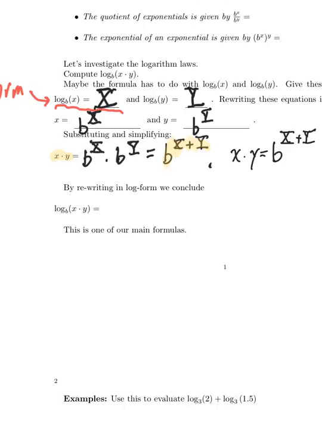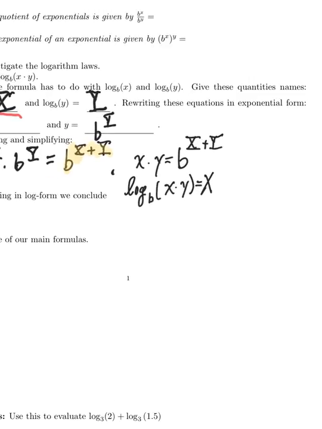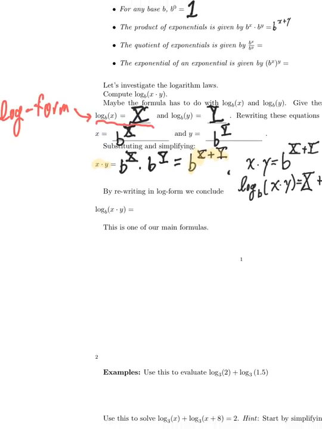I can rewrite this in log form. B is the base, so b will continue to be the base, but it will now be a base in a log, and this will be inside the log. So the log base b, maybe I'll even write it right here, the log base b of the stuff that's currently on the left-hand side, x times y, is equal to big X plus big Y. So, putting that down here, log base b of little x times little y is big X plus big Y.